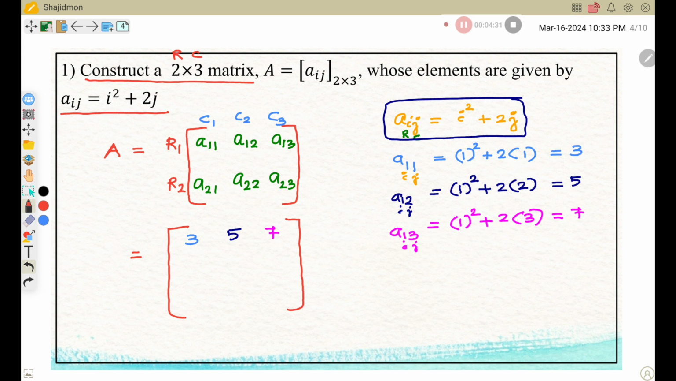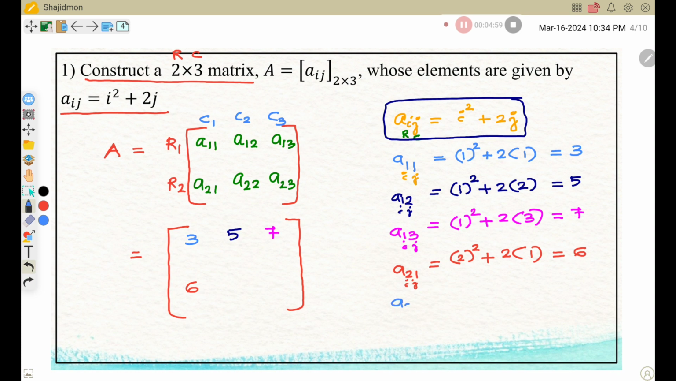Now we will go to the second row numbers, A21. A21 means the i number is 2 and the j number is 1, correct? So i square means 2 square, plus 2 times j, which is 1. So the answer is 4 plus 2, that is, 2 square is 4, and 4 plus 2 is 6. So the second row, first number is 6.